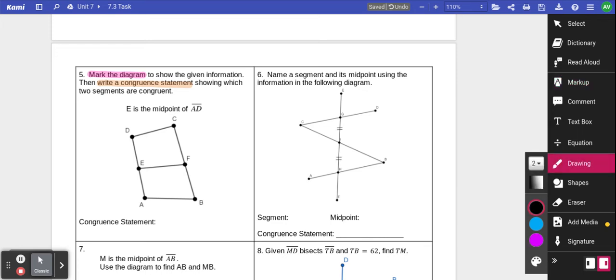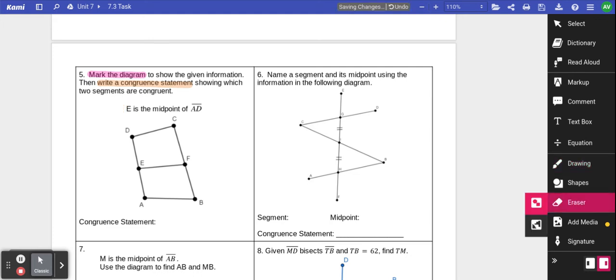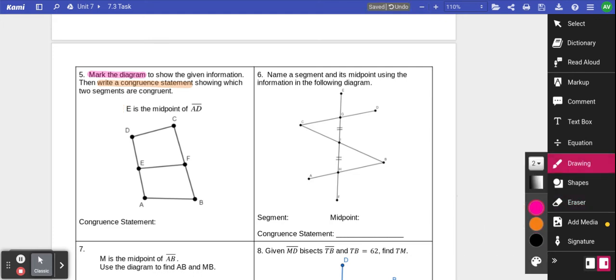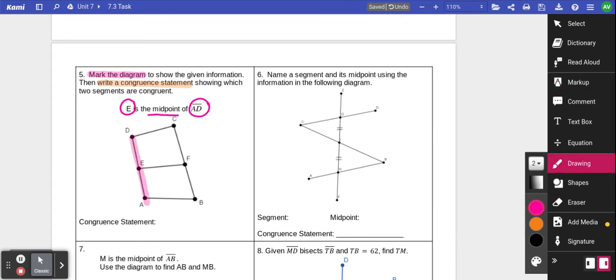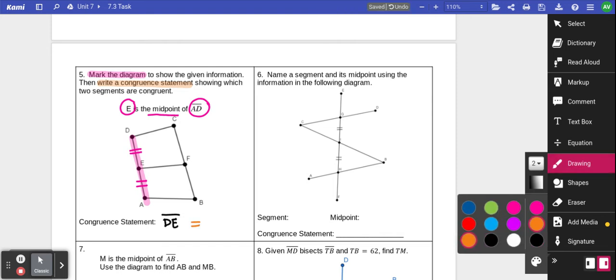So my given information here is that E is the midpoint of AD. It's exactly in the middle. Segment AD is right here, and E has to be exactly in the middle. To show that with markings, we would put tick marks on the diagram. Now, to write a congruence statement, it's telling me use the congruent symbol. So I would say that segment DE is congruent to segment EA.